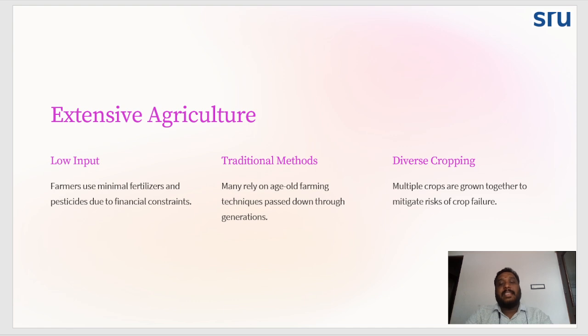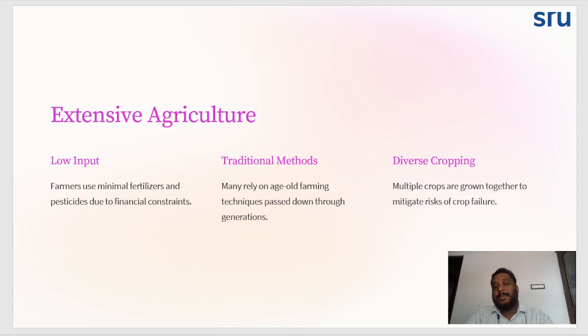And the next is relying on the traditional methods, because there are still many farmers using age-old farming techniques that have been passed down from their previous generations, and they are still continuing with those traditions only. So next is the diverse cropping systems.